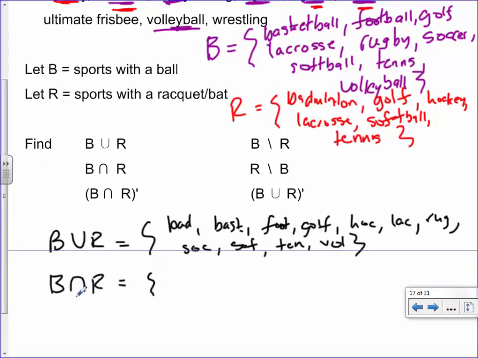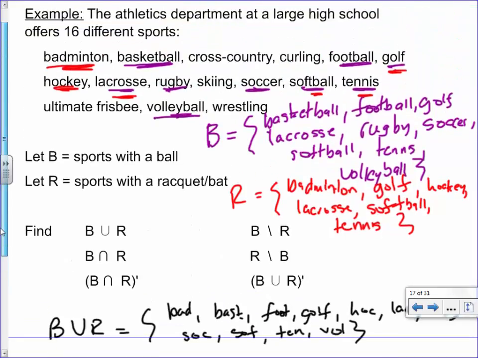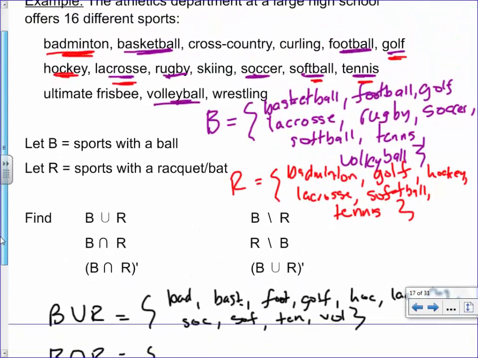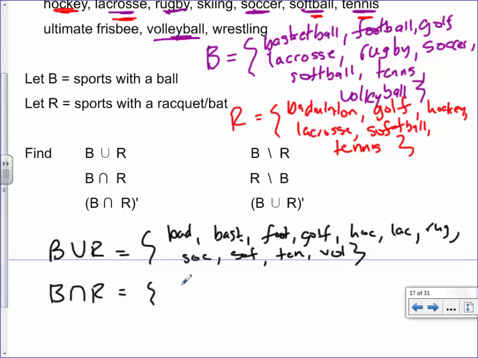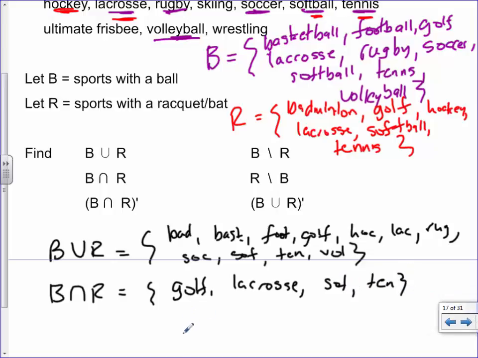What about B intersect R? This refers to the ones that are in both categories. Golf, lacrosse, softball, and tennis. That makes sense, because those are the ones that use both a racket and a ball.